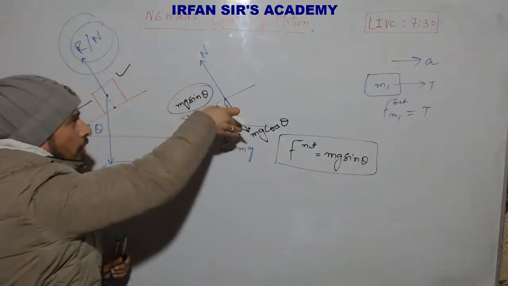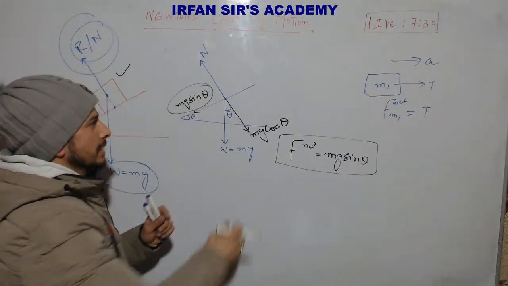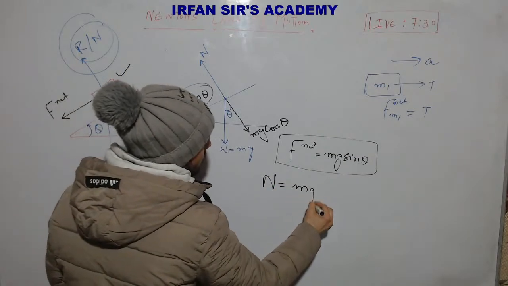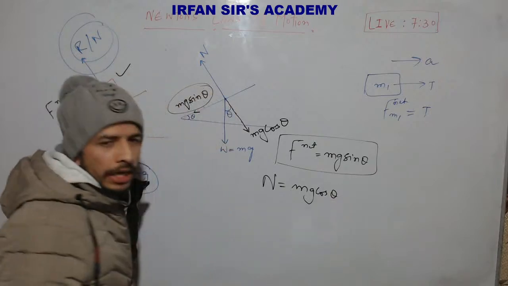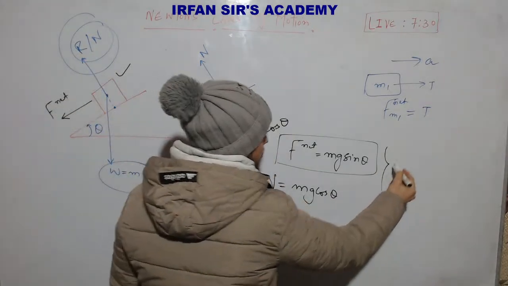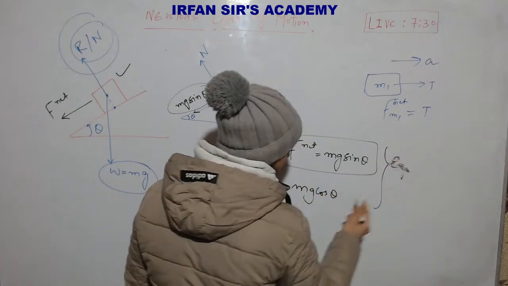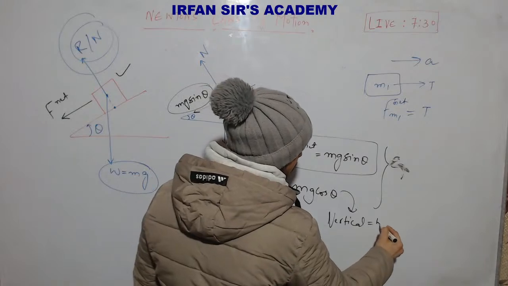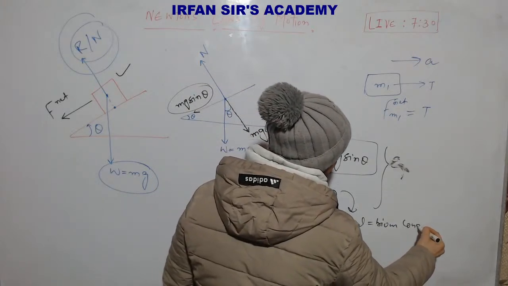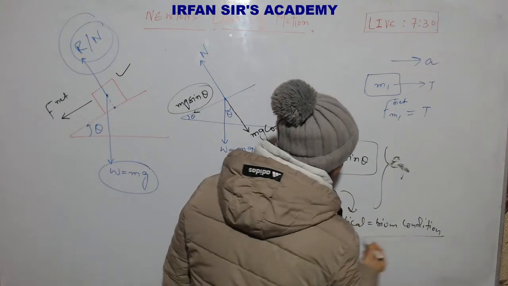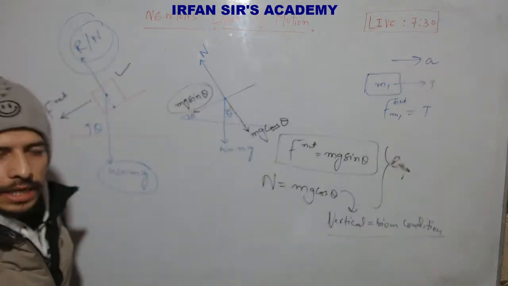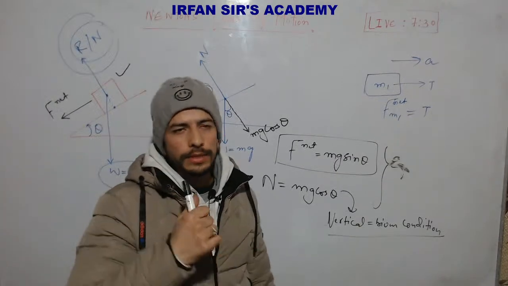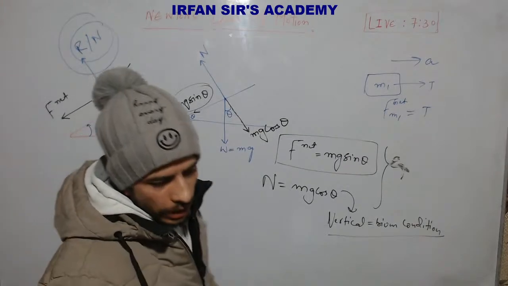Sir, if it is not going vertically upwards or downwards, what will then be the normal reaction? It will be equal to mg cos of theta. It means this is an equilibrium condition in the vertical direction, because there is no acceleration in the vertical direction. It means the forces acting on the body are equal and opposite. N will be equal to mg cos theta. I hope it's understood.